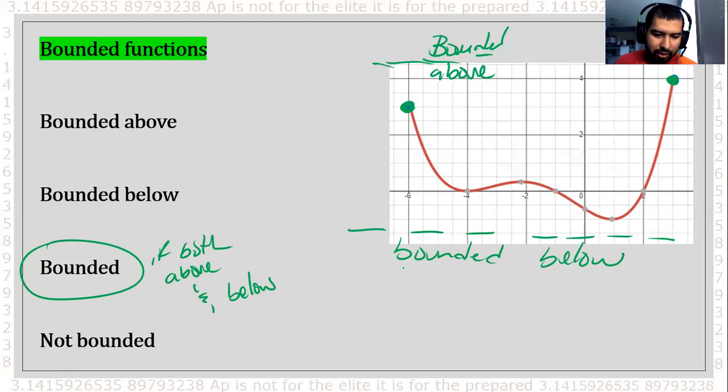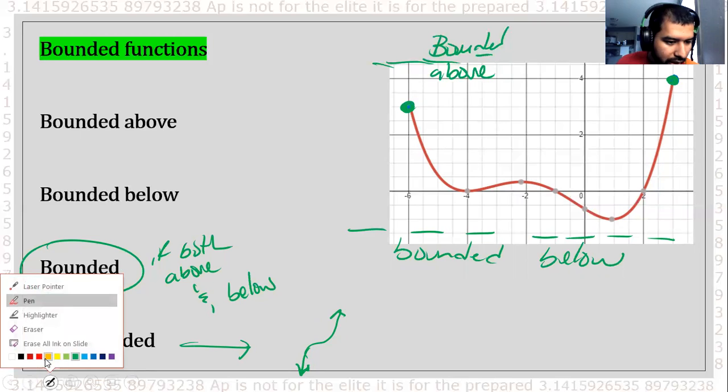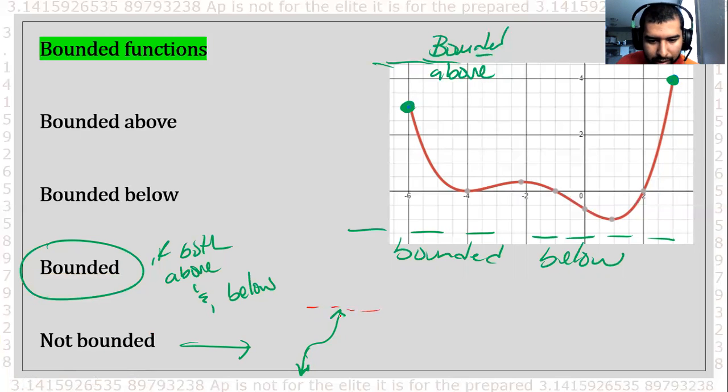And of course, if this was continuing to infinities and beyond, then it's not bounded, because no matter what line I draw, let's say I draw a line right here, this is telling me it'll go up, up, up, up, up, right? My range is negative infinity to positive infinity. So no matter what, it's gonna go all the way up and all the way down.